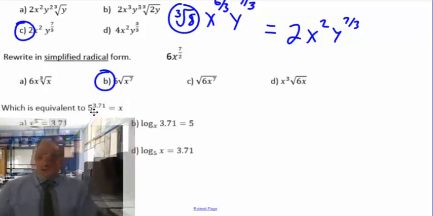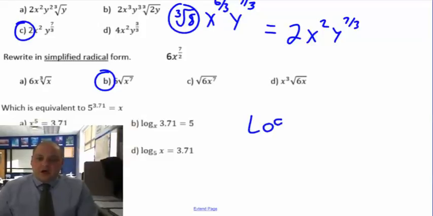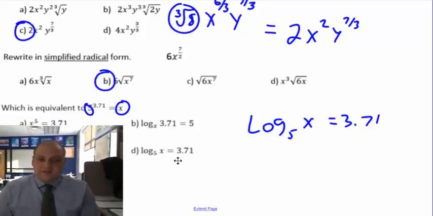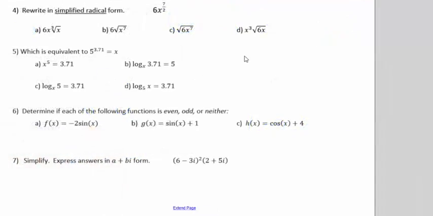This one I've got to put in log form. Where's my base? Log base 5 of the amount equals the exponent. Log base, amount, equals exponent. Log base 5 of x equals 3.71. Choice D.